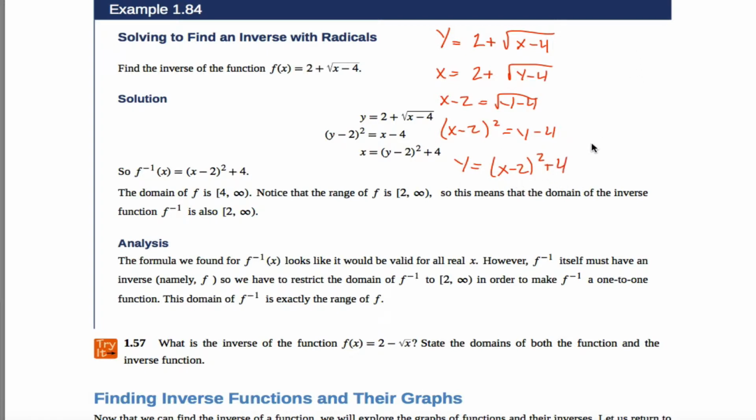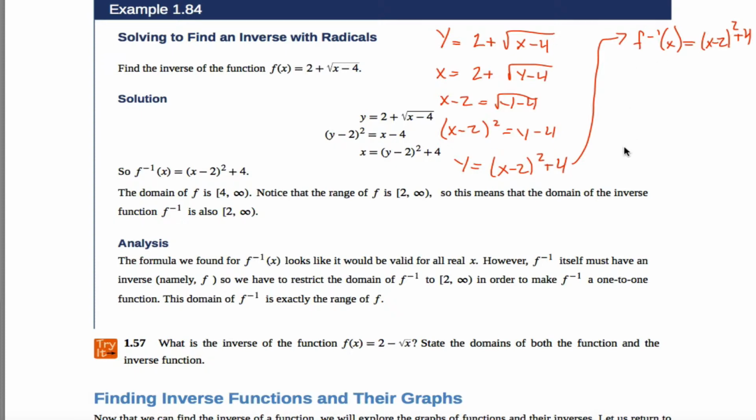Oh, no, I'm not done. I'm supposed to rewrite this in function notation, which maybe your teacher doesn't even care about. Maybe he or she does. I get f inverse of x equals x minus 2 squared plus 4. Cool. Here's the function. Here's the inverse function. Awesome. I'm done. Actually, you're not.